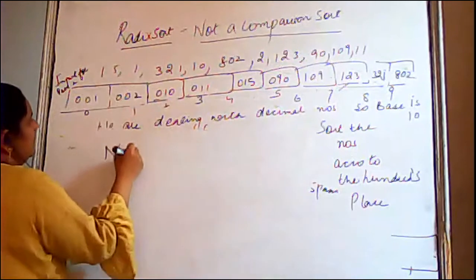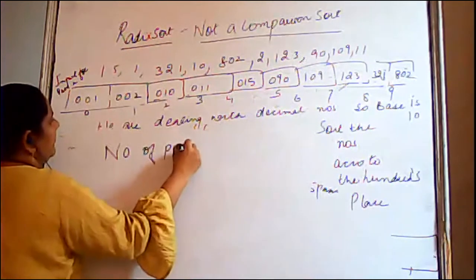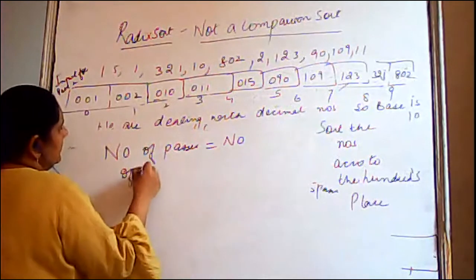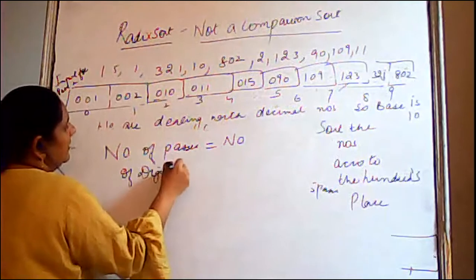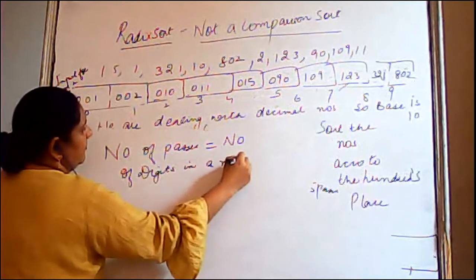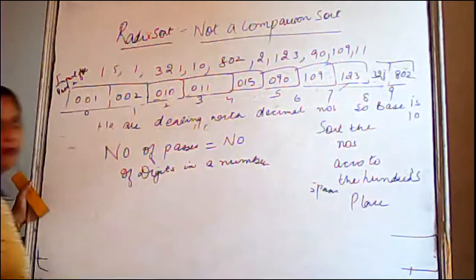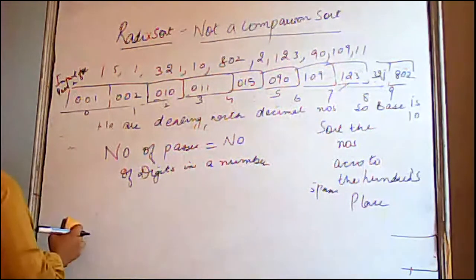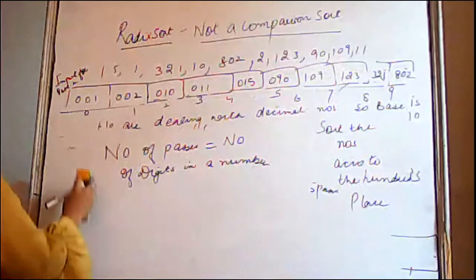Number of passes is equal to the number of digits in a number. Number of passes is equal to the number of digits in a number. Now, what is the complexity?